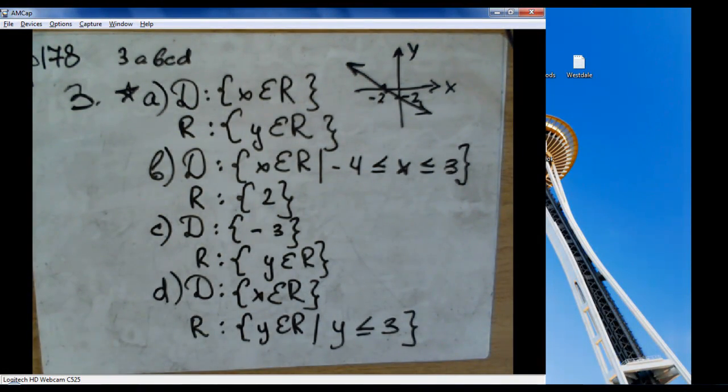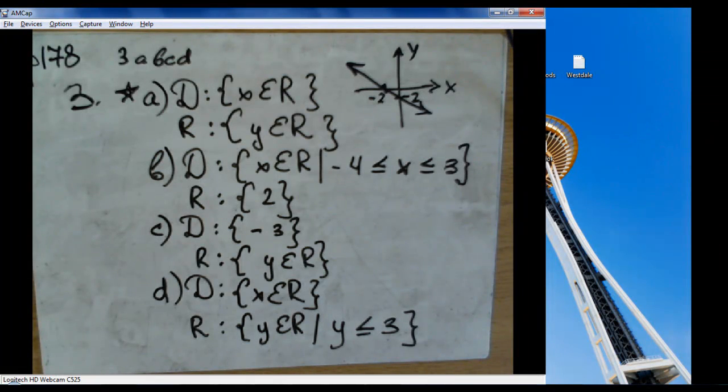Okay, so since the graph is never ending, it has arrows, the domain is going to be x is any real number, and then the range is going to be y is any real number, because it goes on forever. Do you agree? Oh yeah, I agree. And I'll take C.